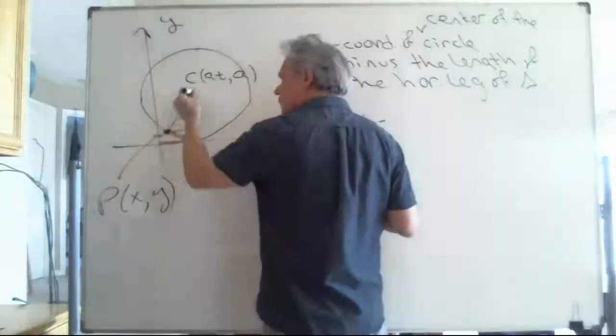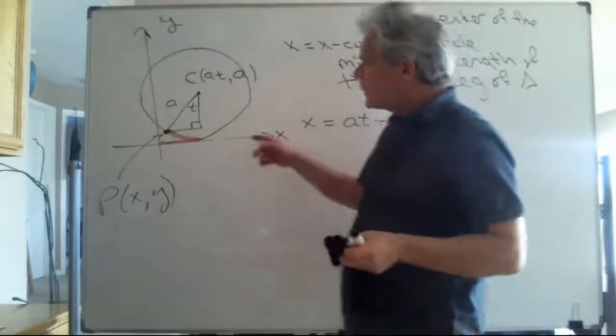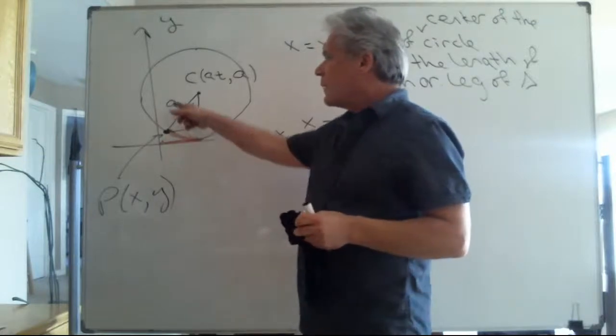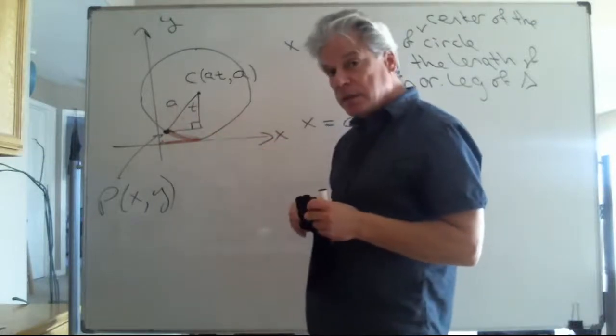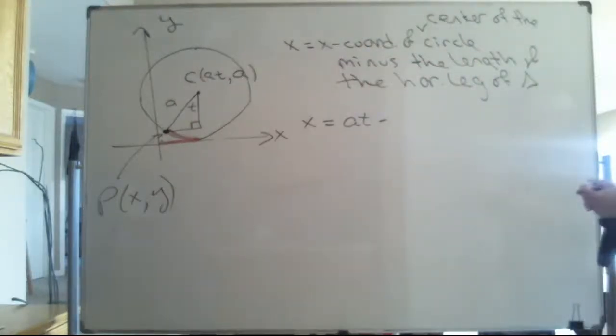But remember, the radius is A. So A is also the hypotenuse of that right triangle. Doesn't that mean necessarily that this horizontal leg divided by A is equal to the sine of T? And so the horizontal side is going to be nothing more than A times the sine of T.